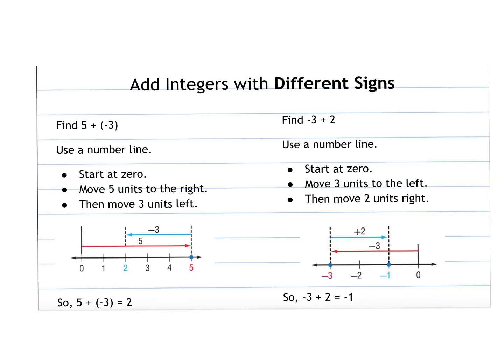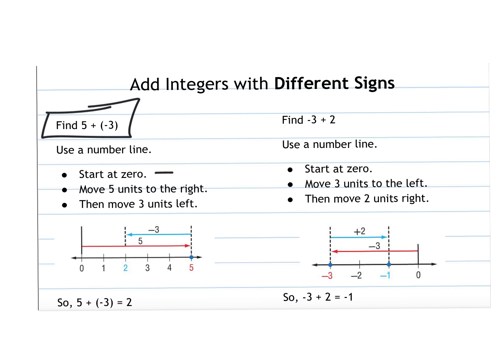Adding integers with different signs is where it gets a little bit trickier. So why don't you write down 5 plus negative 3 in your notebook? Okay, one of the methods we can use is a number line. It's good to at least understand and visualize a number line until you don't need a number line anymore, and then you can use a different strategy.